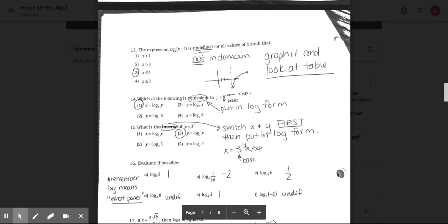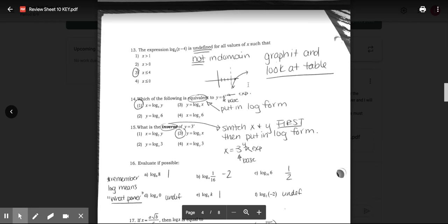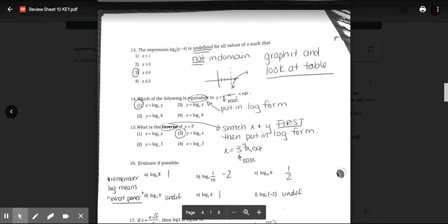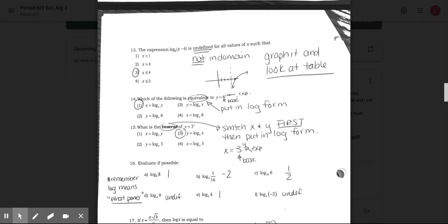13, when is it undefined? So we want not in the domain. So be careful of how they word the question. Sometimes they want what is the domain. So we want where the x values would get you y values. This one is where is it undefined? We want everything but that. So x is less than or equal to 4. 4 is not in the domain, so we want to include that here. If it said what is the domain, then it would be x is greater than 4, not including 4.